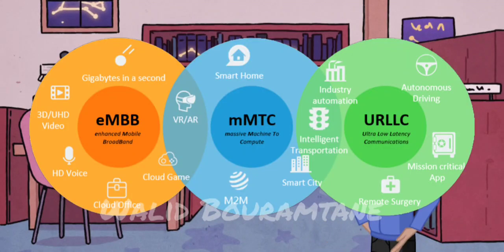1. Enhanced mobile broadband, eMBB. Implementation: eMBB focuses on providing significantly faster data rates and higher capacity compared to previous generations. This is achieved through the use of higher frequency bands, known as millimeter waves, which offer greater bandwidth. Impact: this enables applications like high-definition video streaming, virtual reality, VR, and augmented reality, AR, to be accessed seamlessly on mobile devices.